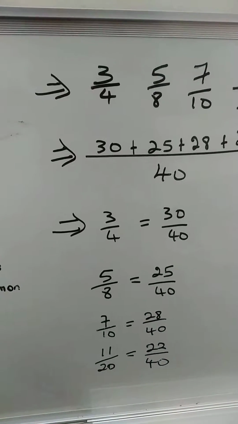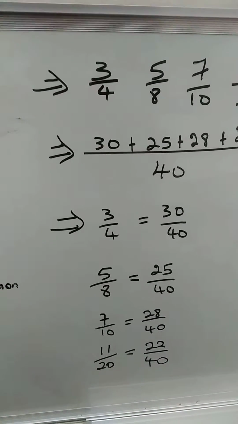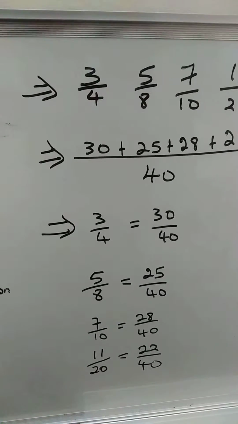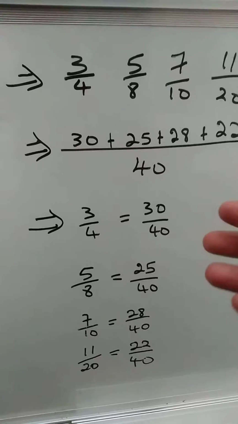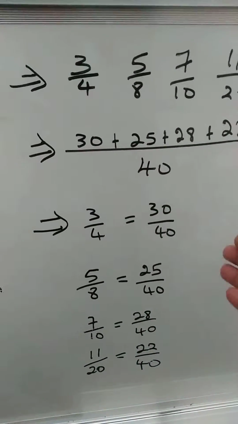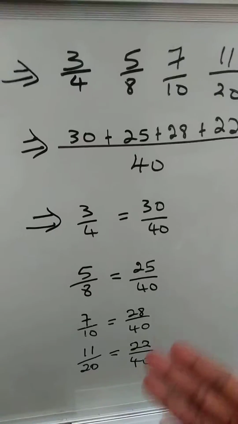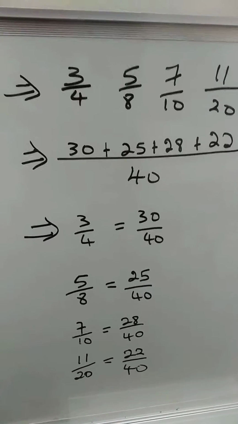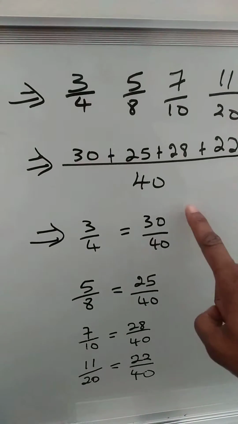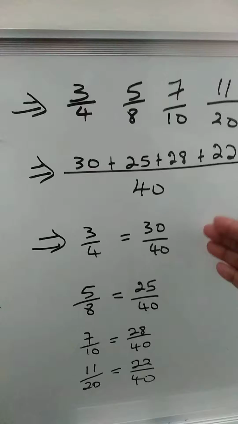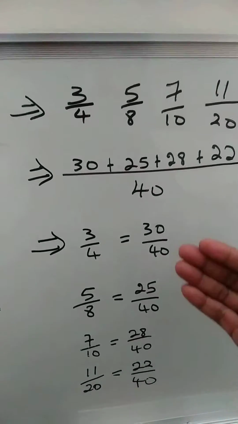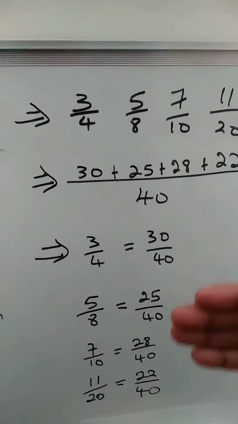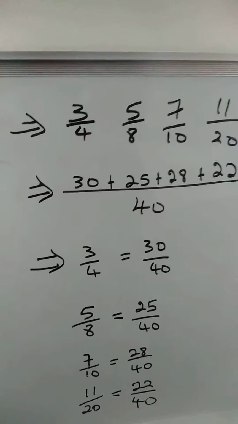It is the same thing. As we said, it doesn't matter if you multiply both numerator and denominator by the same number, the result is always the same. 5/8 is the same as 25 over 40. 7/10 is the same as 28 over 40. 11/20 is the same as 22 over 40. So it is easier because they have the same denominator, which is common in all 4 fractions. It is easy now to arrange the fractions from lowest.